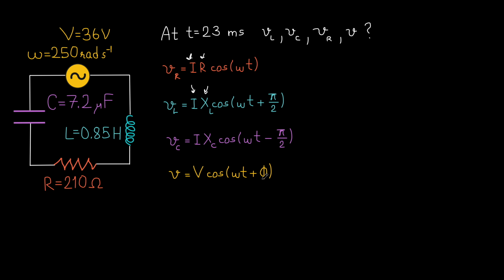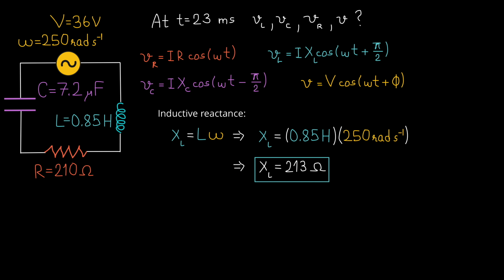Phi is the phase angle of the circuit. If the phase angle is positive, that means the source voltage is leading the current. If the phase angle is negative, the source voltage is lagging behind the current. And the phase angle is also something we have to calculate. So let's go ahead and calculate the current amplitude I, the inductive reactance x sub L, capacitive reactance x sub C, and the phase angle phi.